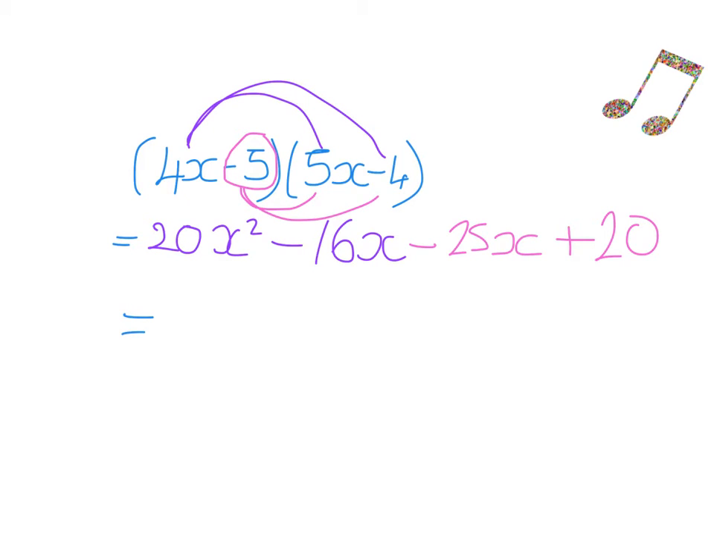Now I'm going to gather together the like terms in the middle, same as I did before. So 20x squared. And when you're adding these negative numbers, remember you're thinking about the number line in your head. So I'm starting here at minus 16. And I'm taking away another 25. So I'm at minus 16 and I'm moving left 25 places, which means I'm going to get negative 41x plus 20.